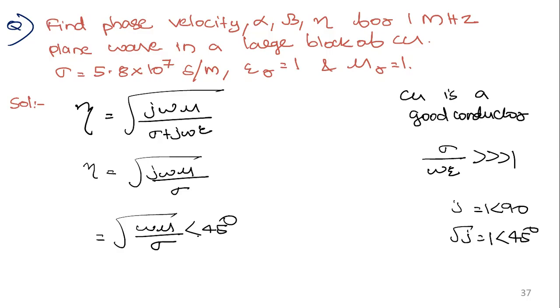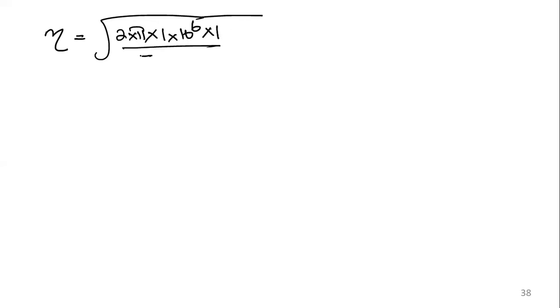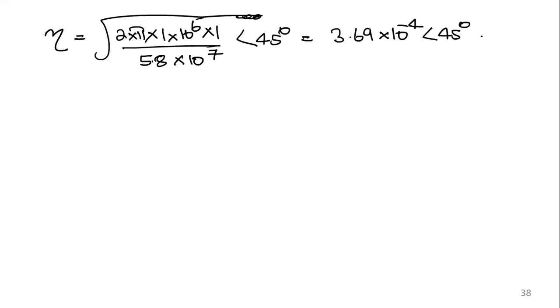Now we will calculate eta, which is the intrinsic impedance. Eta is equal to root of omega mu by sigma, where omega is 2 into pi into the frequency, 1 megahertz. So 2 pi into 1 into 10 raised to 6 into 4 pi into 10 raised to minus 7 divided by 5.8 into 10 raised to 7, angle 45. The angle is not under the root. So it is 3.69 angle 45 degree ohm. Calculate all these things on your own. Beta also you know, the phase constant.